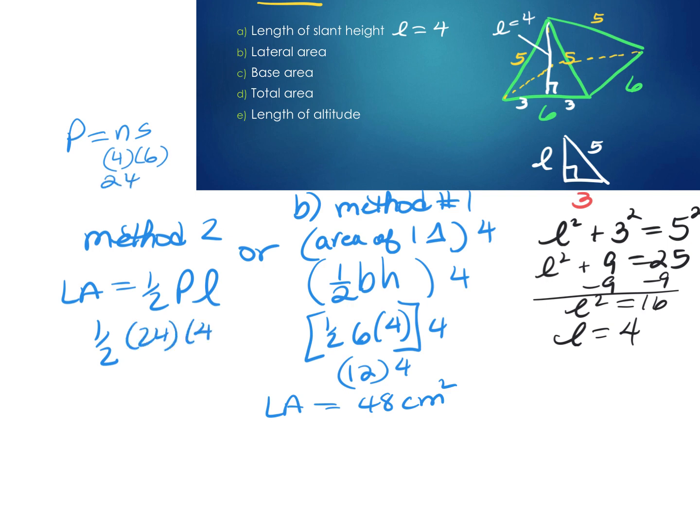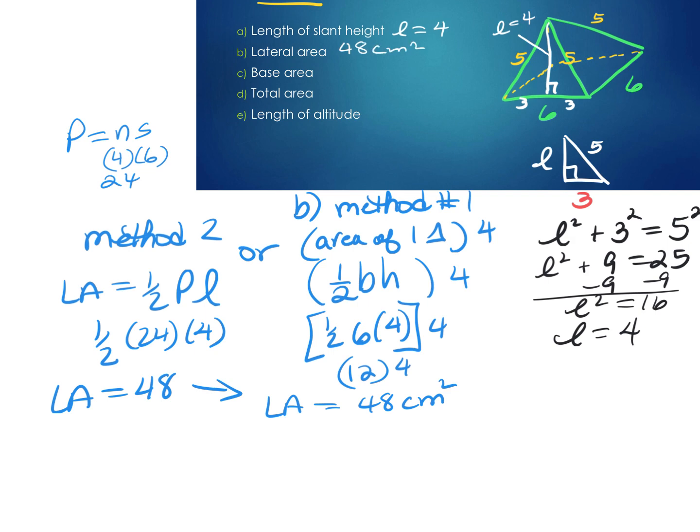I found the slant height to be 4. And if I multiply that, I still get 48. Same answer I got when I did the one triangle and times it by 4. So it's totally up to you which method you use. So this answer is 48 centimeters squared.